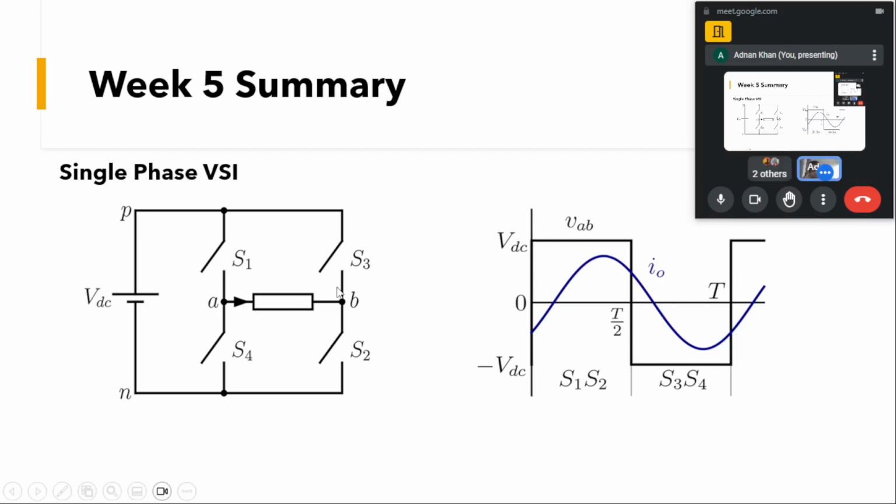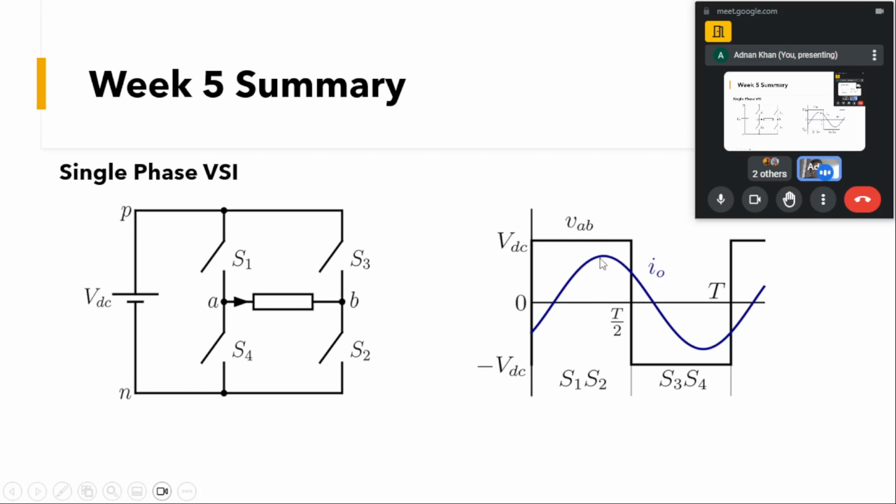Now this was about the voltage, the voltage that we will be able to generate. And now we'll see about the current. Let this current IO be the output current through this load, and depending upon this load, we can have a different shape of this current.